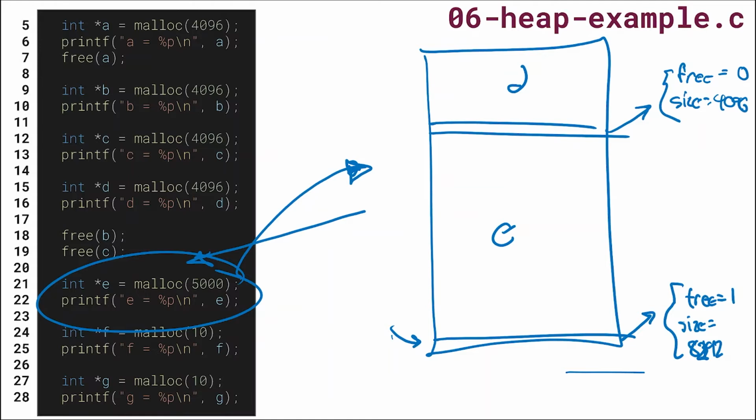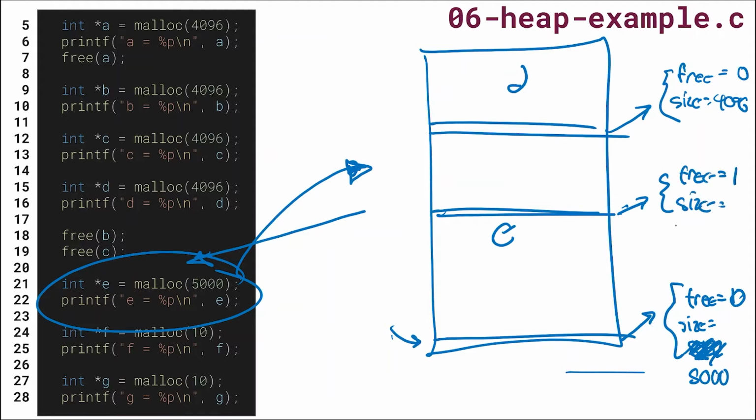Yeah, it's wasting some memory. So then we also have to split this block and say, okay, E's here, but now we have this new block. This free is 0. Its size is 5,000. Now we have this new block that free is 1, and its size is whatever's left over. So 81 minus, so 3,200 or so.